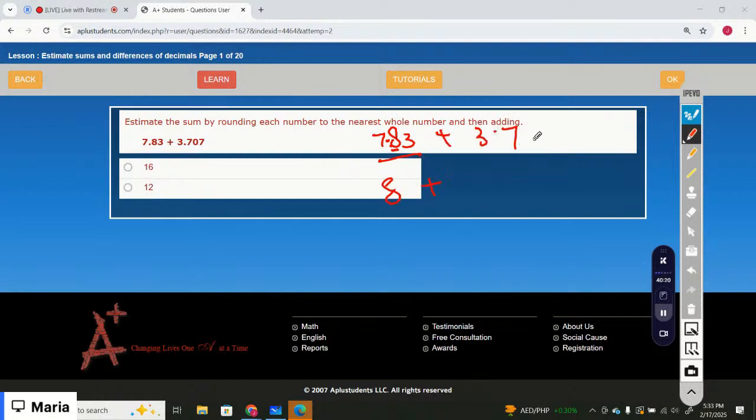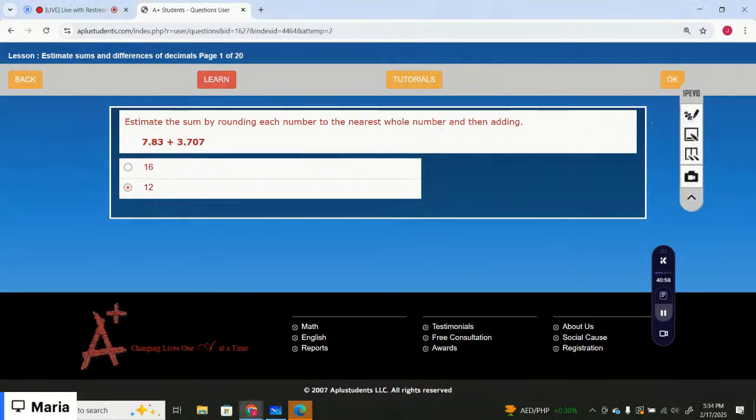The other number is 3.707. So the very first number right after the decimal is 7. 7 is greater than 5, so you need to round up. It would be rounded to 4. So 8 plus 4 makes 12. The correct option is 12. That is 12. Option number 2 is the correct option.